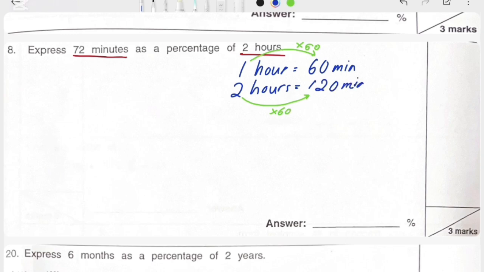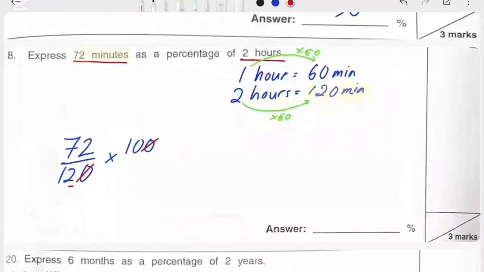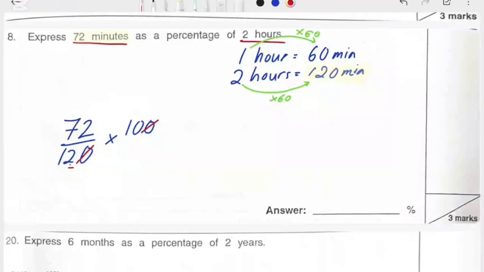Now that both 72 minutes and 120 minutes are in the same unit, let's express them as fraction first. 72 over 120. To turn this fraction into percentage, let's multiply the whole thing by 100. First, let's cancel off the zeros top and bottom. That means you're dividing 120 and 100 by 10. Next, 12 and 72, they are divisible by 2. 12 divided by 2 is equal to 6, and 72 divided by 2 is equal to 36.